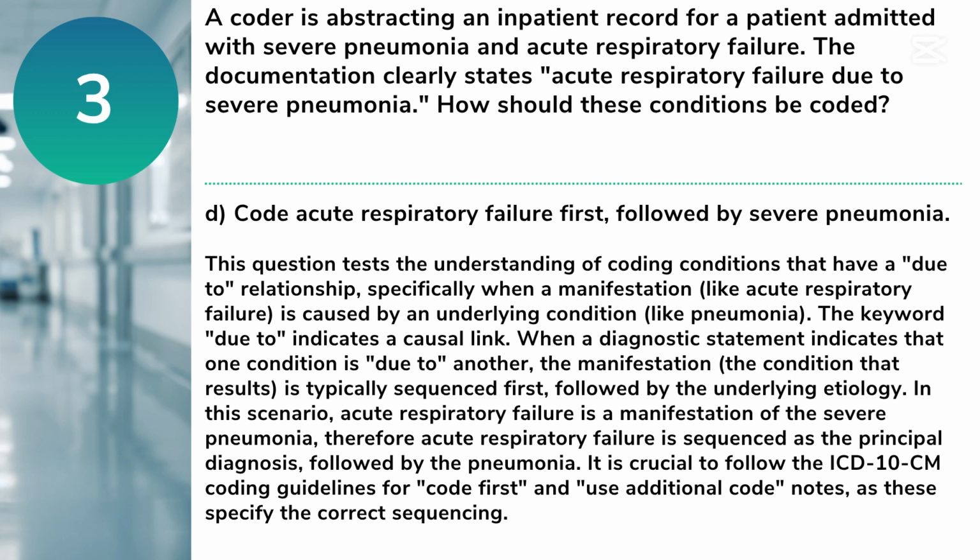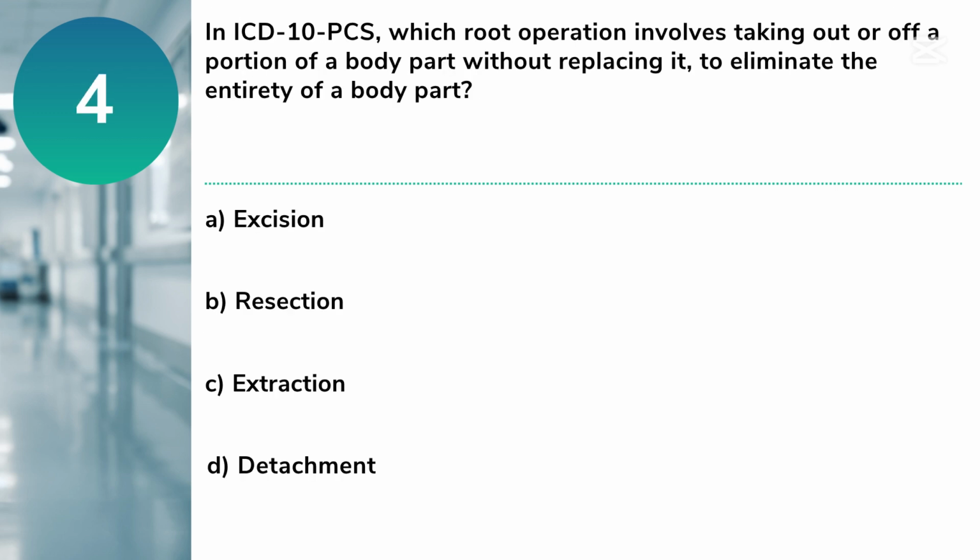In this scenario, acute respiratory failure is a manifestation of the severe pneumonia, therefore acute respiratory failure is sequenced as the principal diagnosis, followed by the pneumonia. It is crucial to follow the ICD-10-CM coding guidelines for code first and use additional code notes, as these specify the correct sequencing. Question 4.